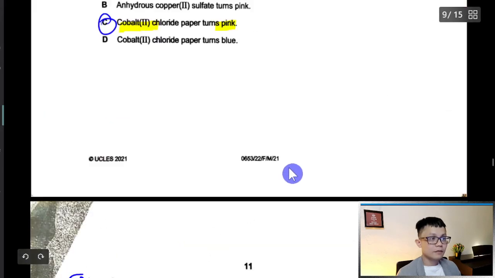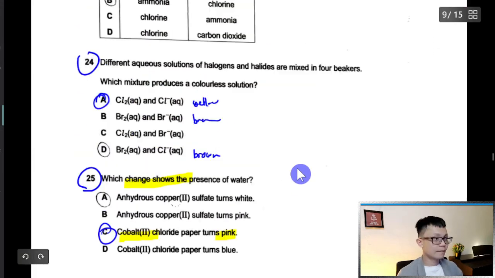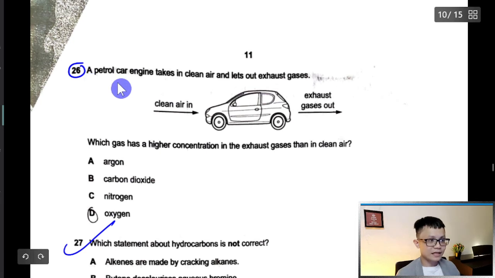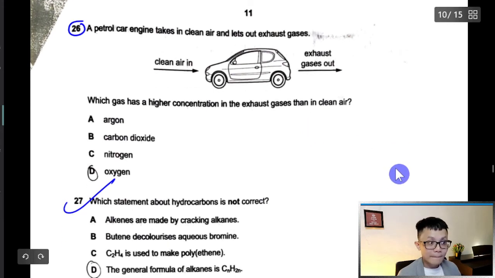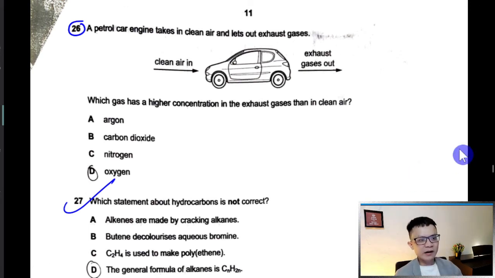Wait, Mr. Billy, for question 24, right? What's the 26, a petrol engine takes clean air and lets it out. I can't believe you get this wrong. Which gas has higher concentration in the exhaust gases than in the clean air? What's your answer? B or A? Choose one. B. The answer is B, correct.